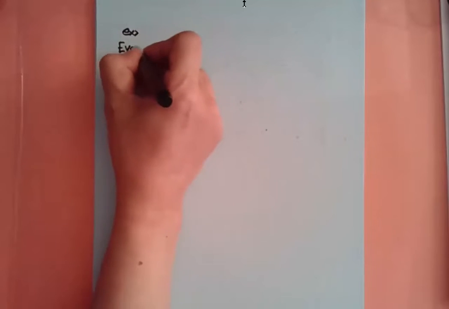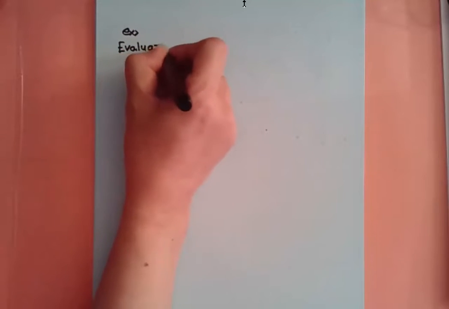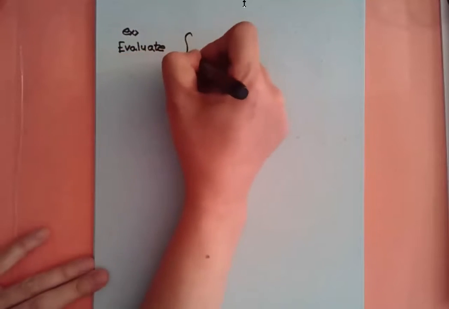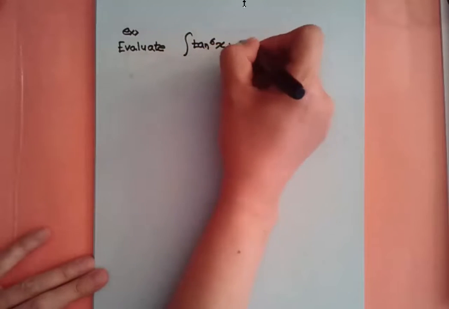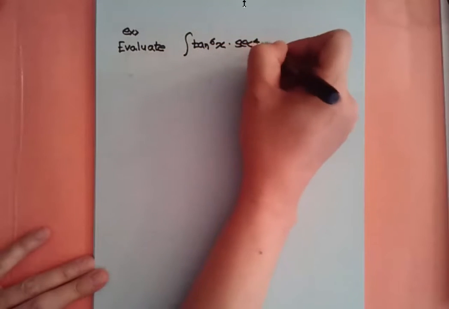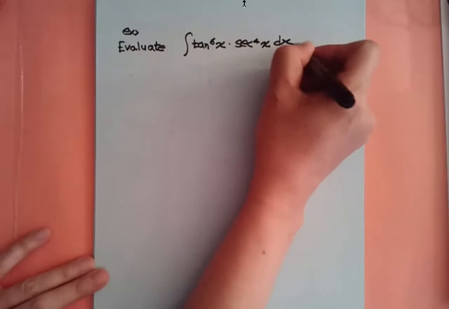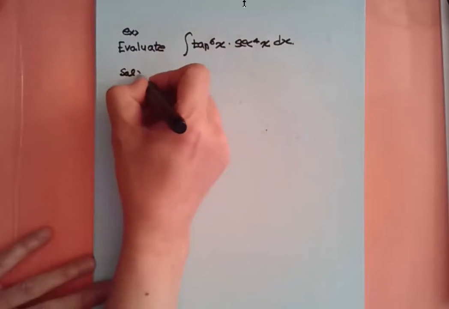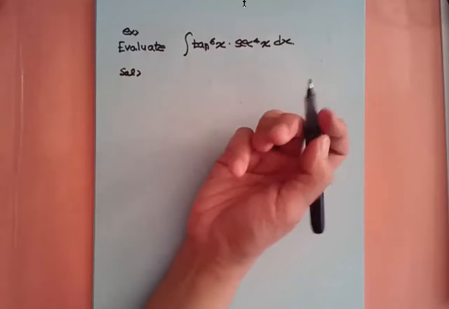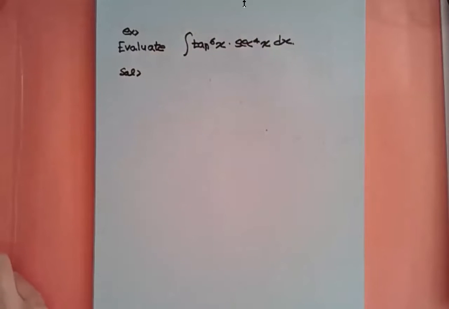Evaluate the integral of tangent to the sixth power x times secant to the fourth power x dx. As you can see, both are even degree powers. So we have to set the strategy.